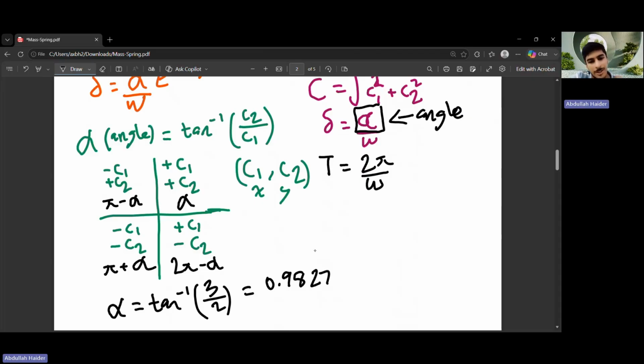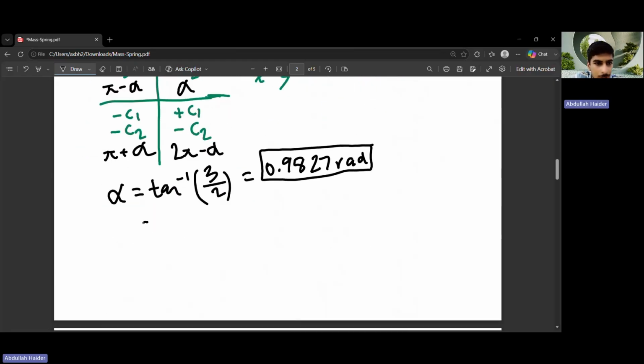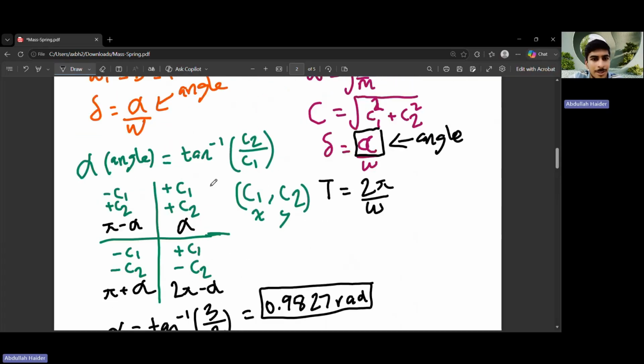0.9827. Now, I would prefer to keep the answer in radians unless it is specified in the question. So then our time lag is 0.9827 over omega, which is 1, equals 0.9827. That is your final answer for the time lag.